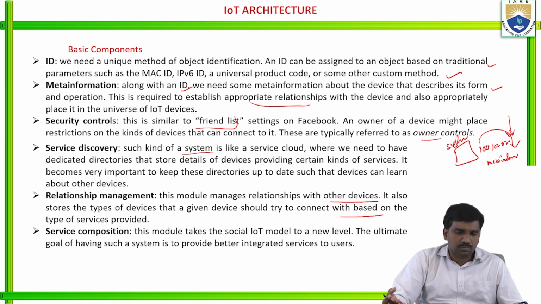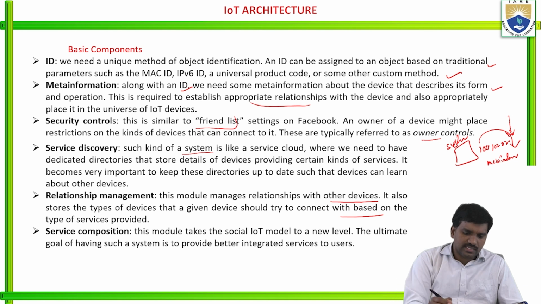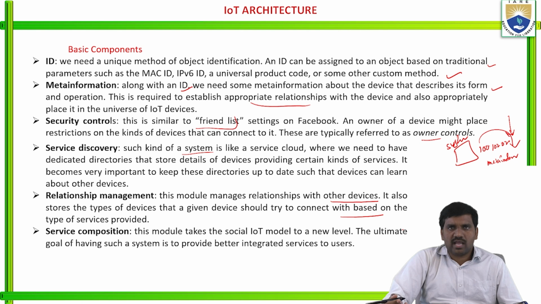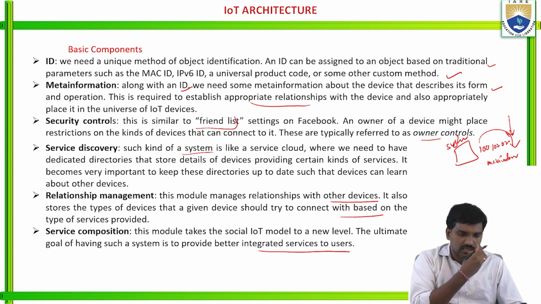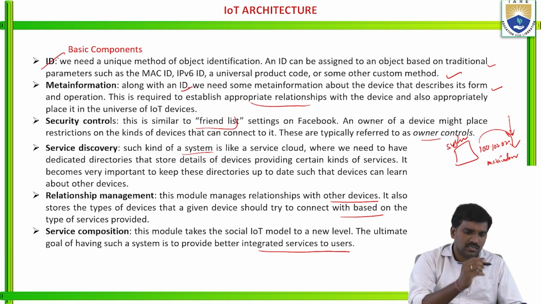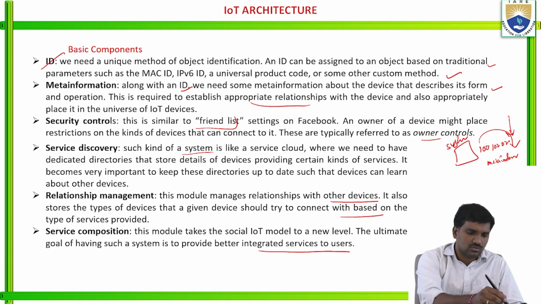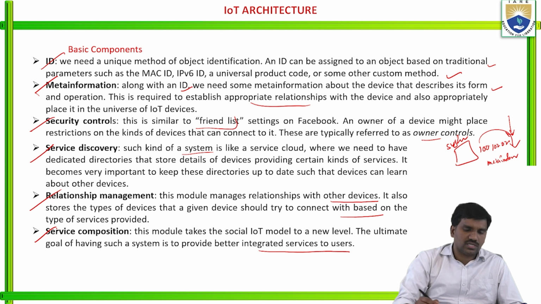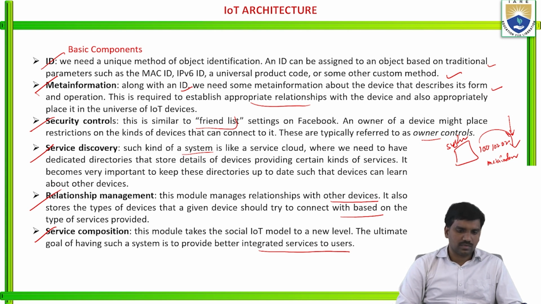Based on these services provided, the relation can be built with the devices. Next, service composition. If it takes the social IoT model, a new model, the ultimate goal of having such a system is to provide better integrated services to the user. So this is the main function of service composition. These are the IoT basic components: identification, meta information, security control, discovery, relationship management, and service composition. So these are some basic components included in IoT architecture.